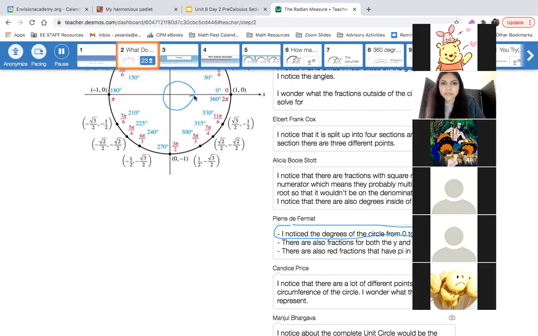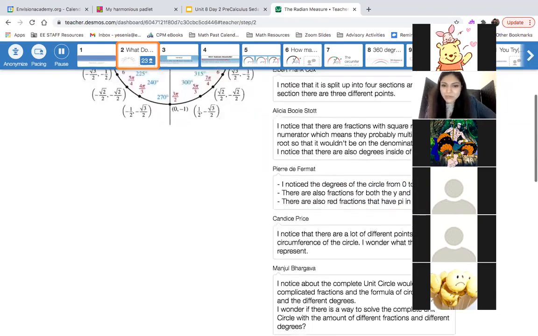Full circle, like so, we do end up at 360 degrees, right? So full circle is indeed 360 degrees. And again, somebody's noticing those red fractions that have a pi in them. Yes, I know my circles look really crooked, but yes, awesome. We're going to talk about these things. These are great notice and wonders.